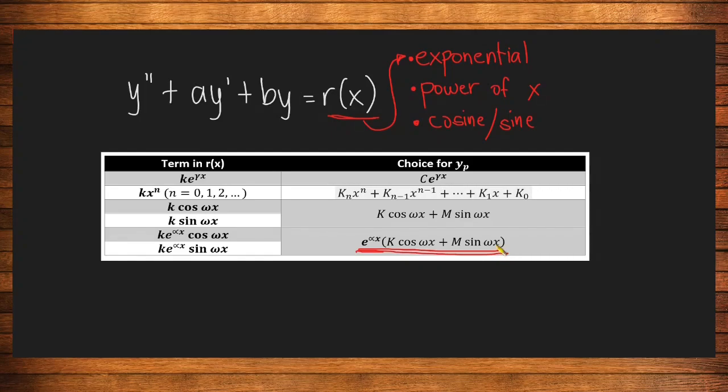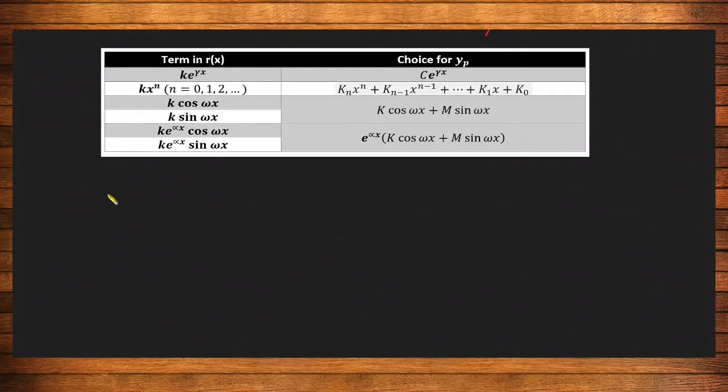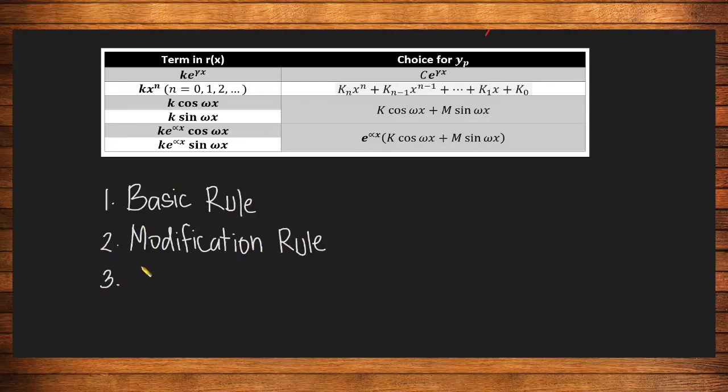Now, there are certain rules that we need to remember or we need to follow when using this table. Okay, so the first is what we call the basic rule, second, modification rule, and the third is yung sum rule. So we will explain and illustrate each of these rules in the following examples.